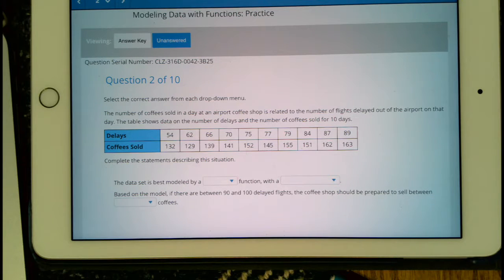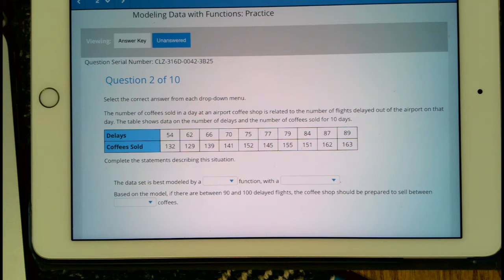The number of coffees sold in a day at an airport coffee shop is related to the number of flights delayed out of the airport on that day. The table shows data on the number of delays and the number of coffees sold for 10 days. Complete the statements describing the situation.